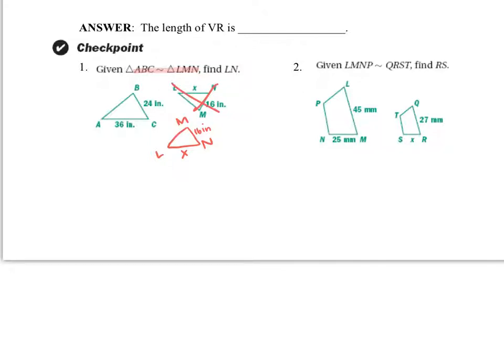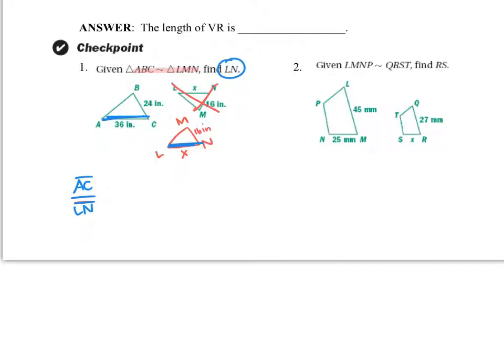So now my triangles are facing the same way. They have the same orientation, and so it's going to be easier to match up the corresponding sides. So my first pair of corresponding sides that I'm going to use is that AC corresponds to LN. So AC corresponds to LN, and I definitely need to use that pair of sides because LN is what I am trying to find.